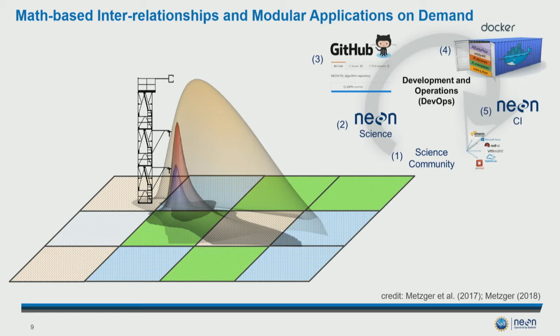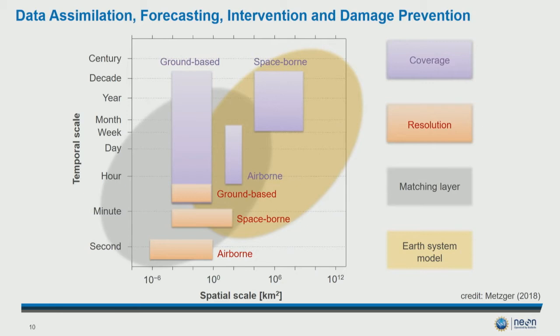And so these are all areas, both experiment coordination, coming up with math-based interrelationships, and these kind of modular applications, where NEON is really there for the community and is attempting to interact and move the field forward together to eventually come to a place, an information continuum, where we can truly do unbiased data simulation, forecasting, intervention, and damage prevention.